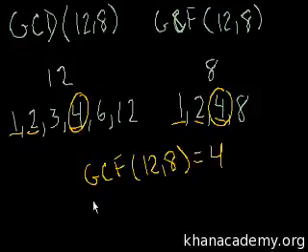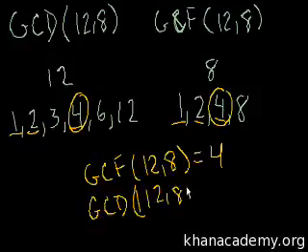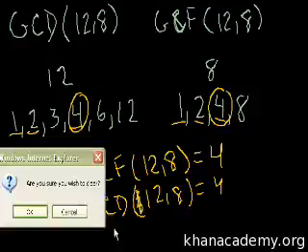And of course, we could have just as easily said the greatest common divisor of 12 and 8 equals 4. Sometimes it does things a little funny. Greatest common divisor, 12 and 8, 4. Let's do another problem.